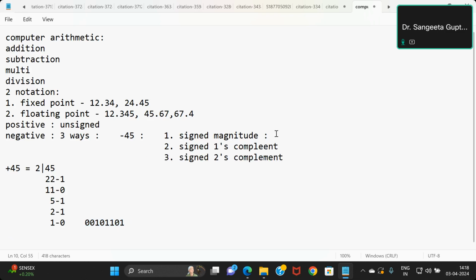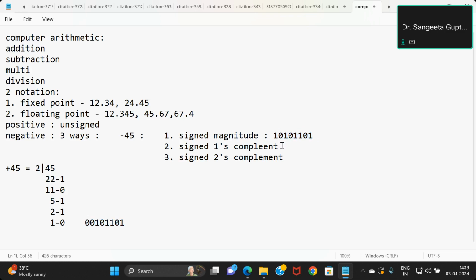In signed magnitude format, only the MSB is taken as the sign bit and the remaining bits are taken as magnitude bits. So only the MSB, the sign bit, will be changed to 1, indicating that it is a negative number. The remaining bits which represent the magnitude, 0 1 0 1 1 0 1, all remain the same. So all the bits are divided into two parts: the MSB is the sign bit and the remaining are magnitude bits. In signed magnitude representation, the magnitude part of a negative number remains the same and only the sign bit is changed.